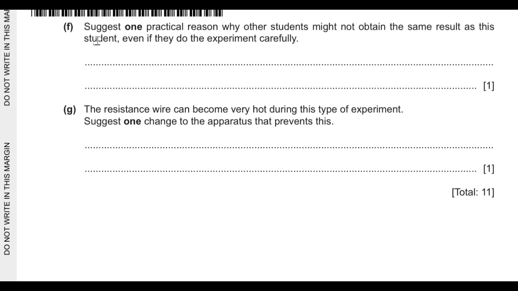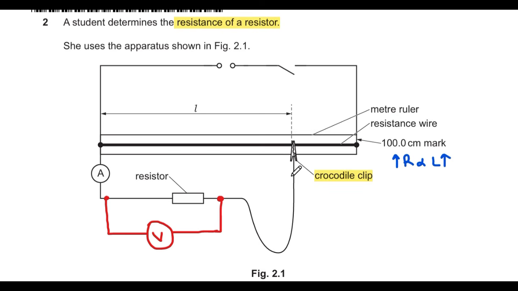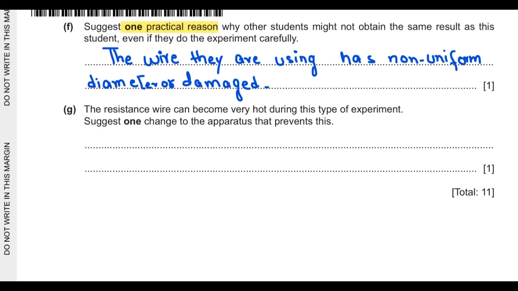F part of the question says, suggest one practical reason why other students might not obtain the same results as the student even if they do the experiment carefully. There are some other students who are using the same kind of apparatus but they are not getting the same values. What could be the reason? The reason could be that the wire that they are using may have uneven thickness or the clip is not properly attached with the wire. So the answer is the wire they are using has non-uniform diameter or it is damaged. You can also write that the crocodile clip is not properly attached with the wire.